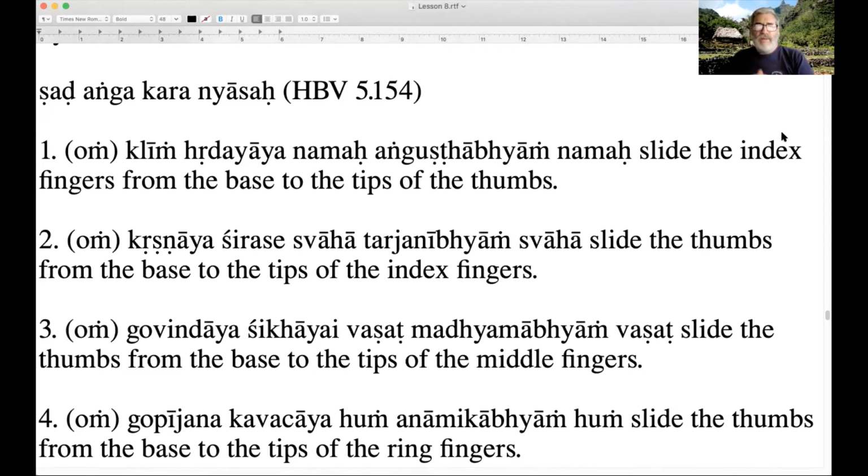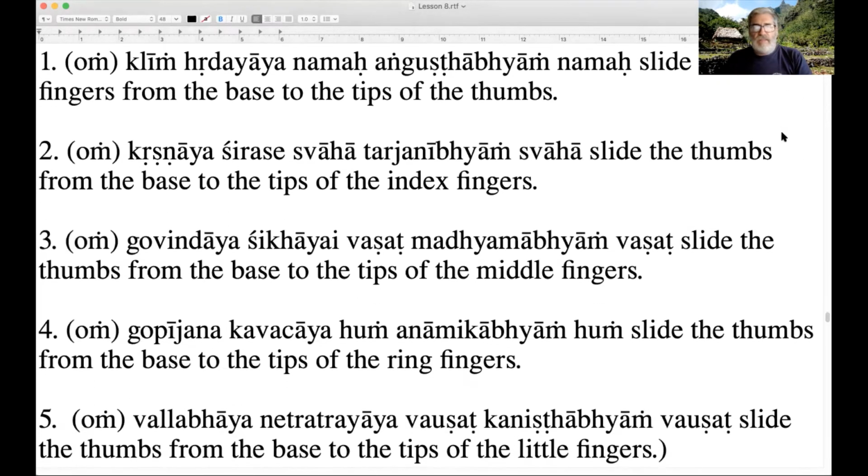So Om Klim Hridayaya Namaha Angushtabhyam Namaha. Right? And the movements are the same for the Paranyasa. But anyway, these are the mantras. Om as for any Paranyasa. So Om Krishnaya Shirase Swaha Tarjanibhyam Swaha.